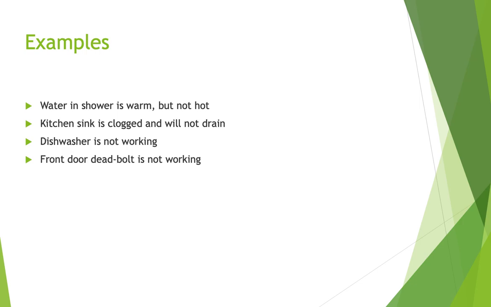Okay, some examples: the water in a shower being warm but not hot, or the sink water not being hot. That would be a violation of the rule that requires hot running water in every unit, and that would potentially trigger the repair and deduct method. If the kitchen sink is clogged and will not drain, and this was not caused by the tenant, this would trigger the repair and deduct method.